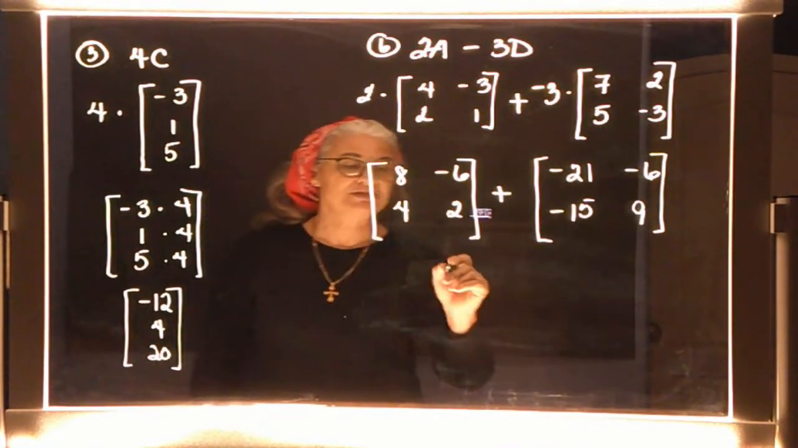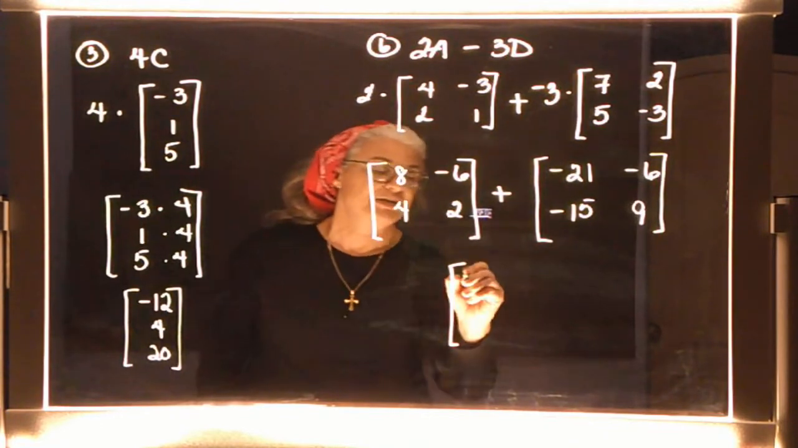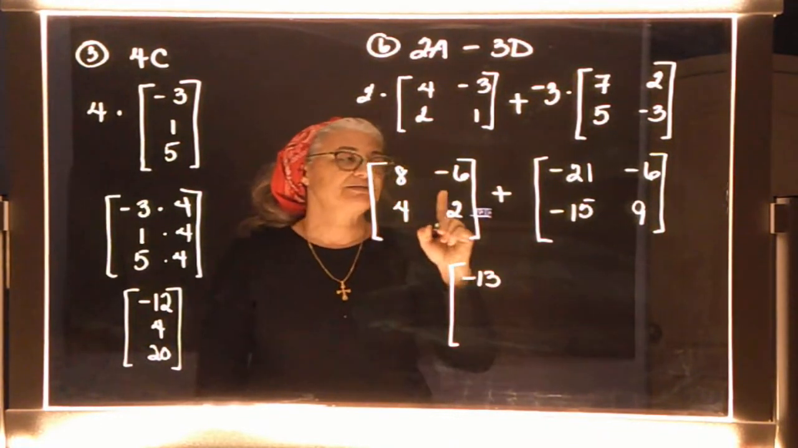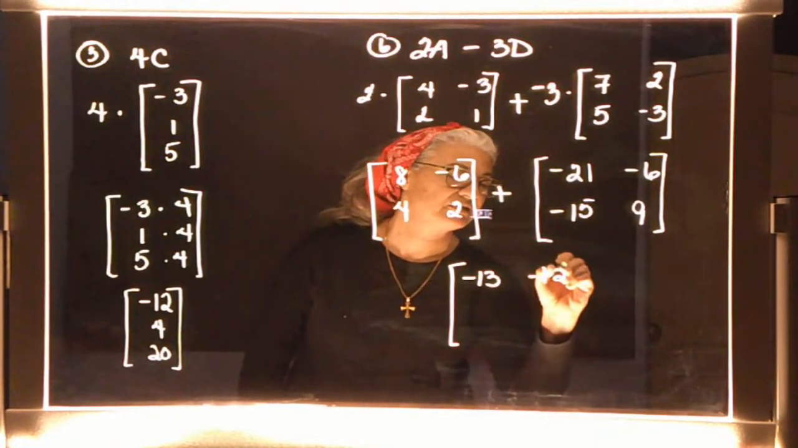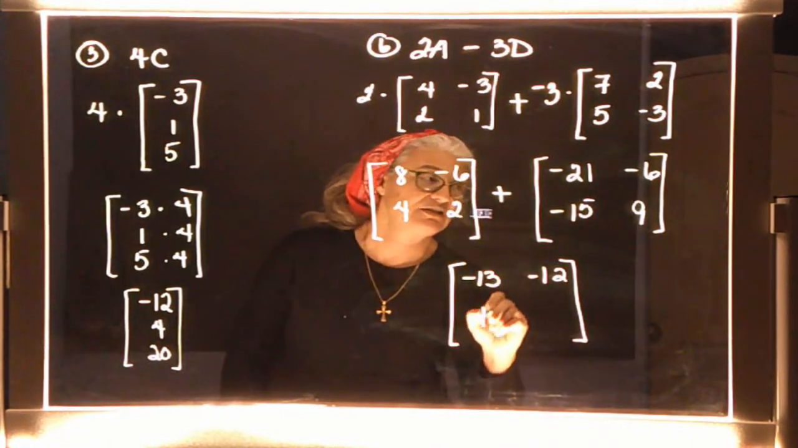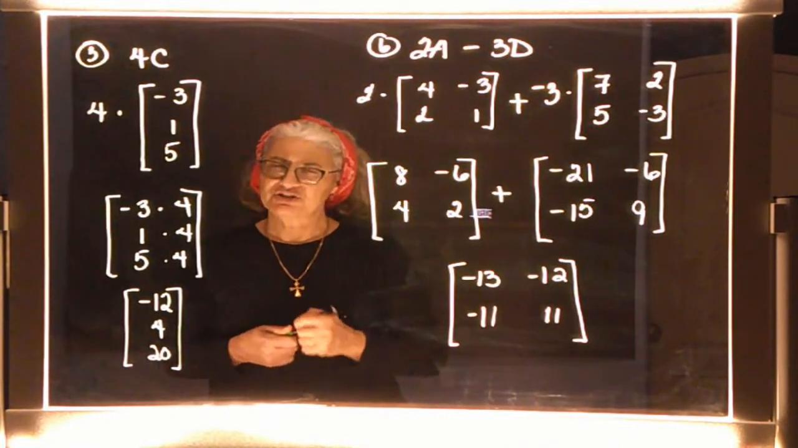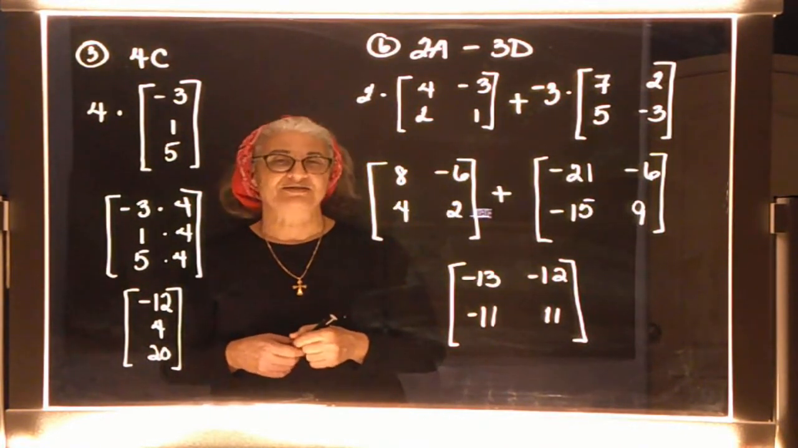All right, so let's add them together. What do you get in the first row? Negative 13 and negative 12. What do you get in that second row? Negative 11 and positive 11. Wonderful. Good, makes sense? Awesome.